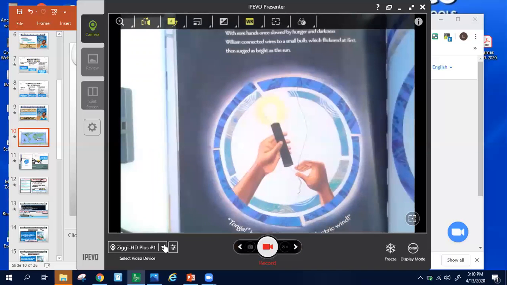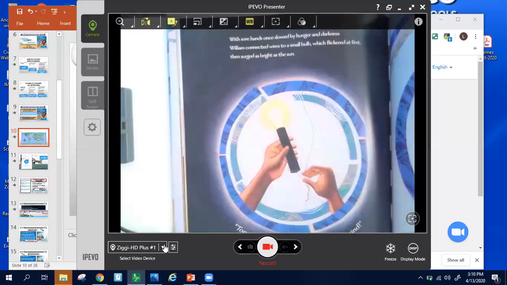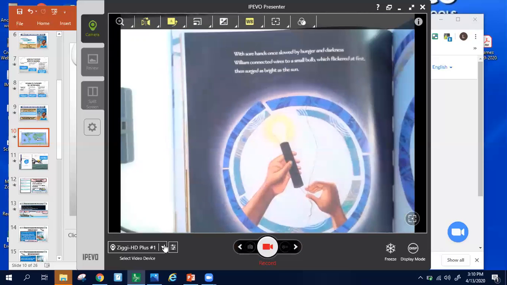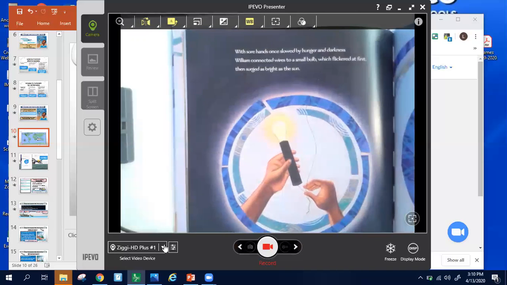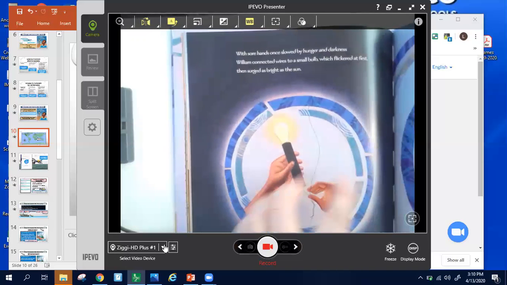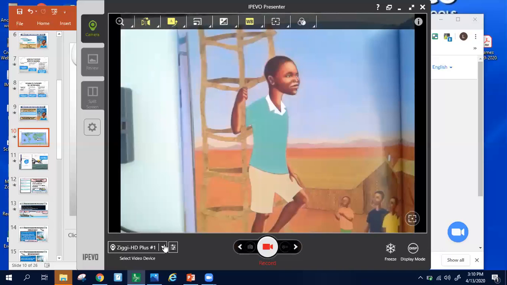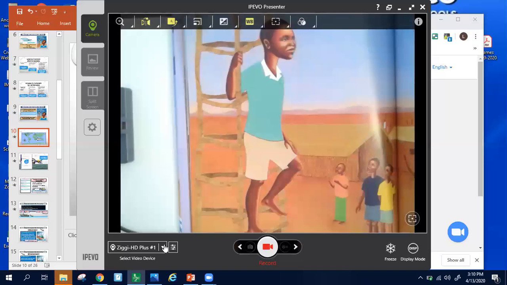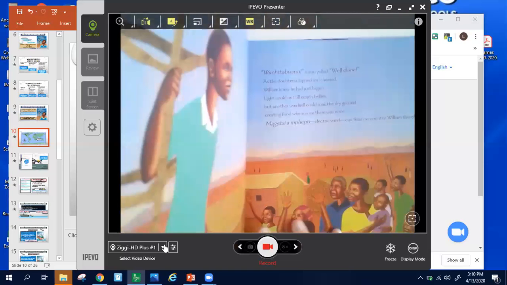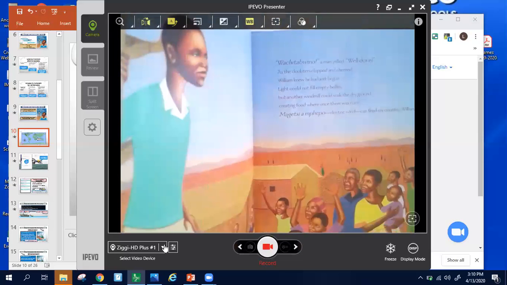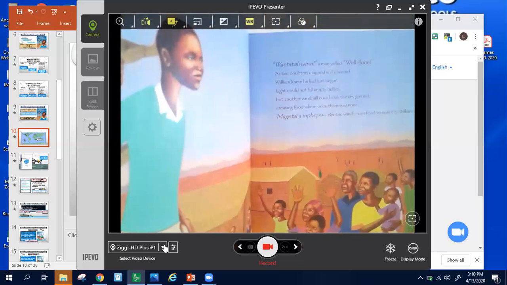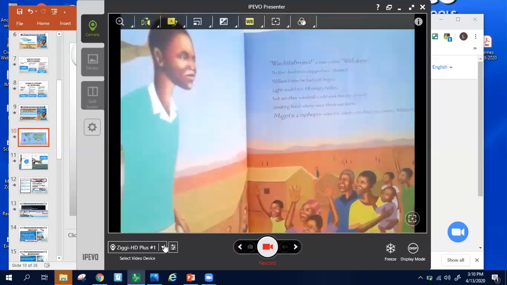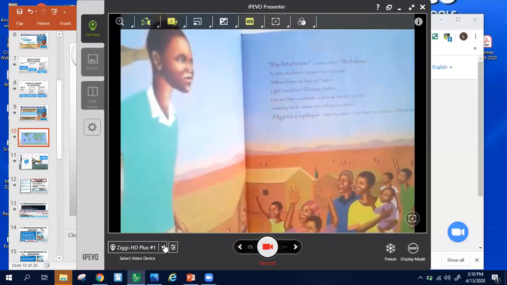So now he's proved that by the electricity generated by the windmill can operate something electric. So at the moment, it's not going to produce water, but it did produce some electricity with the light. So here he is. Here's William. "Wachatawabuino," the man yelled. "Well done." As the doubters clapped and cheered, William knew he had just begun. Light could not fill empty bellies, but another windmill could soak the dry ground, creating food where once there was none.